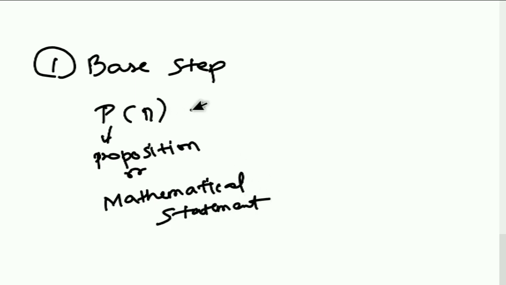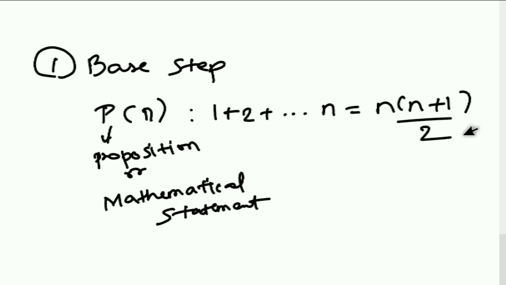So what was our mathematical statement? It was 1 plus 2 plus dot dot dot n is equal to n into n plus 1 divided by 2. We have to prove this. So we will name this statement P of n, a proposition in terms of n. What is our n? n belongs to the natural numbers. So we have n natural numbers.